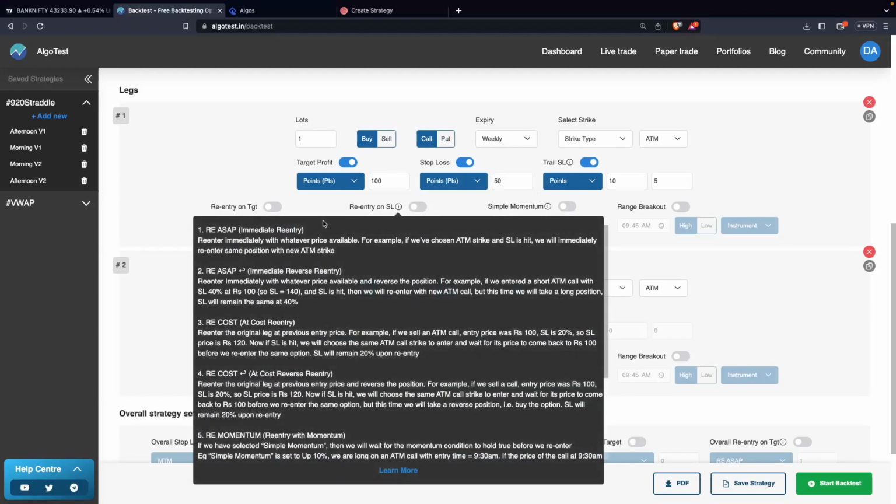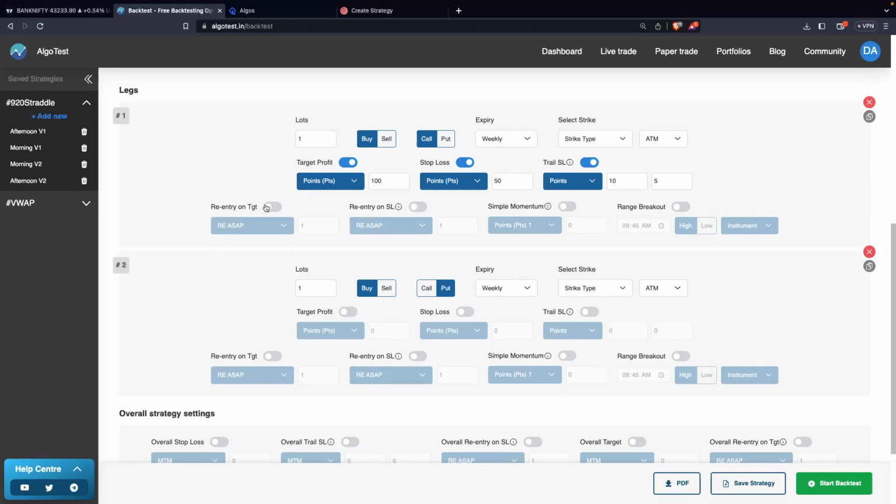Now there are options for you, if you want re-entries on your strategy, re-entry on target, re-entry on stop loss. But I avoid re-entry on either targets or stop losses because it increases the drawdown. What are drawdowns? We'll consider that in the last. So I avoid re-entry on targets and re-entry on stop loss. If you are in option buying strategies, then you need to avoid these things because they increase the expense of brokerage and the drawdowns. If you are into option selling, then you can definitely try the re-entry settings.